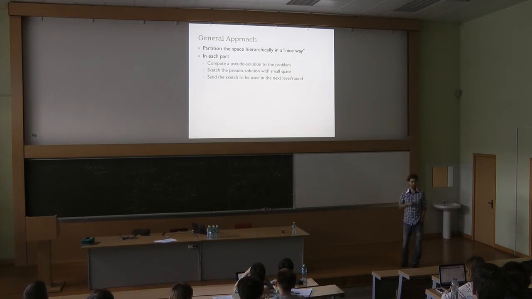It goes back to space partitionings, to things that we've seen in the first lecture. And the idea is to be able to partition the space hierarchically in a nice way. We'll see later what it means to be nice, but think of it as some kind of recursive quad tree type stuff. And what we'll do is that in each part, so actually there should be some pictures.